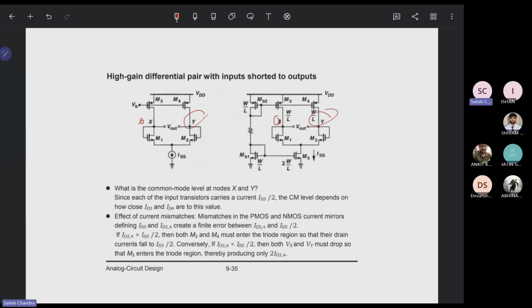The effect of current mismatches and mismatches in the PMOS and NMOS current mirrors defining ISS and ID3 creates a finite error between ID3 and ISS/2. If ID3 and ID4 are greater than ISS/2, then both M3 and M4 must enter the triode region so that their drain current falls to ISS/2. Conversely, if ID3 and ID4 are less than ISS/2, then both Vx and Vy must drop so that M5 enters the triode region, thereby producing only 2 ID3, 2 ID4.